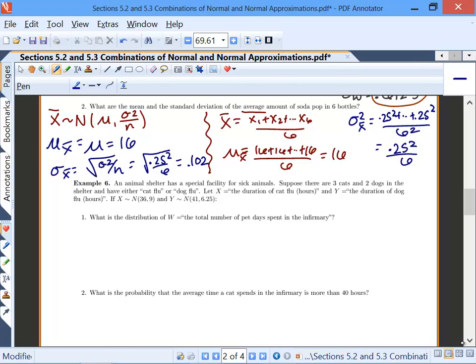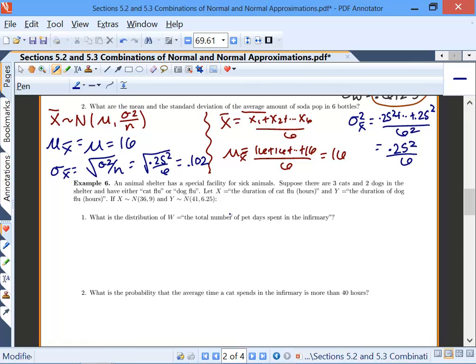So for example 6, we have an animal shelter that has a special facility for sick animals. Suppose there are 3 cats and 2 dogs in the shelter and they have either cat flu or dog flu. Let X be the duration of cat flu in hours and Y the duration of dog flu in hours. So X is distributed normally with a mean of 36 and a variance of 9. And Y is distributed normally with a mean of 41 and a variance of 6.25. So when we ask you, what is the distribution of W, the total number of pet days spent in the infirmary?